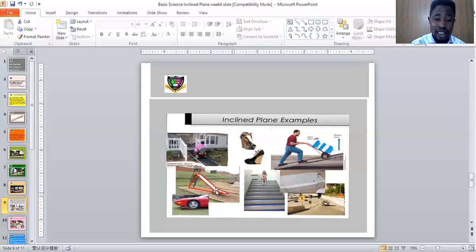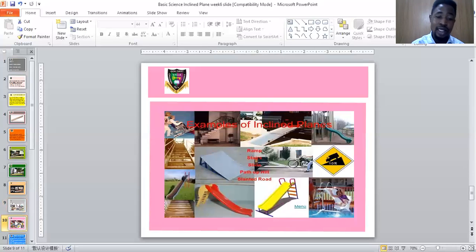So you can see these two: your slide, the one that you have in the playground in school, and the one that helps to slide into a swimming pool, is also an example of an inclined plane. Let me show you yet another one. All the examples you see here are typical examples of an inclined plane. You can see this girl too, trying to slide into a swimming pool, a perfect example of an inclined plane.